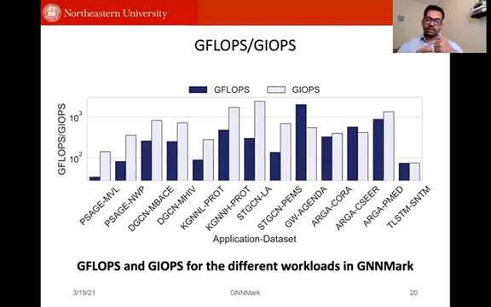Another problem is that GNNs are also memory intensive because of operations such as scatter and gather. So these kinds of operations are not computationally efficient. So overall, we observe a very low IPC of 0.55. That's much lower than what's observed for traditional DNNs.